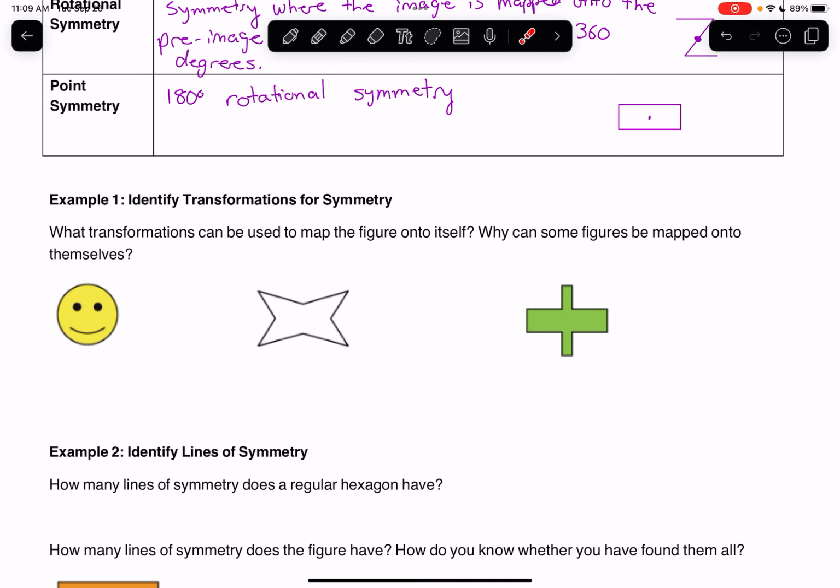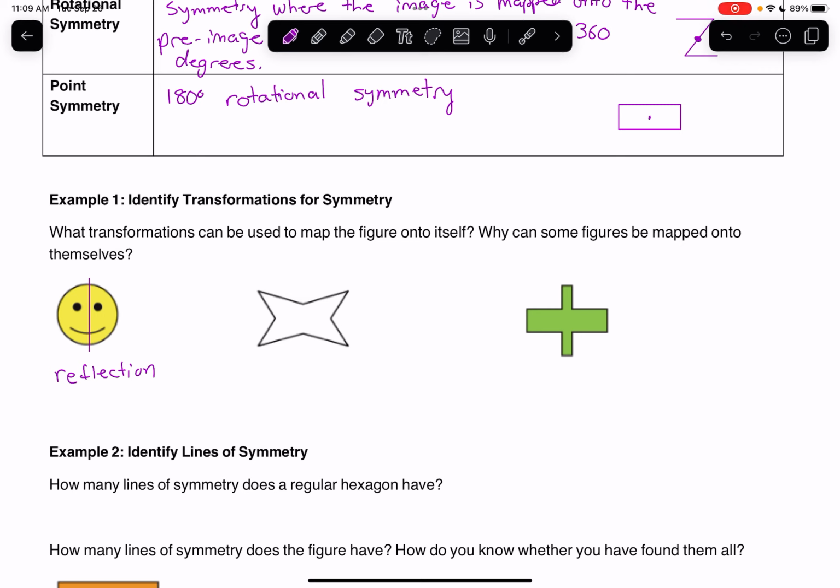So the first thing we want to do here is identify the transformations for symmetry, whether that would be a rotation or a reflection, that would allow us to map the figure onto itself. So for example, this first one, we've got the smiley face. And since we would be able to draw a reflection line through the smiley face, then this is going to have reflection symmetry, because we can draw that line and have the same thing on both sides of the line.